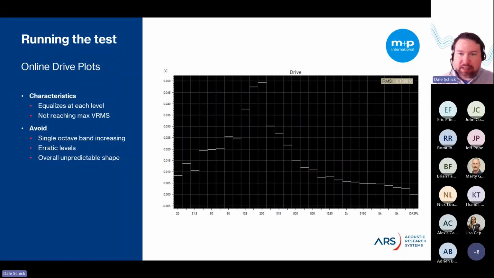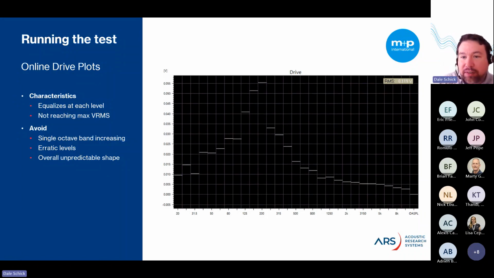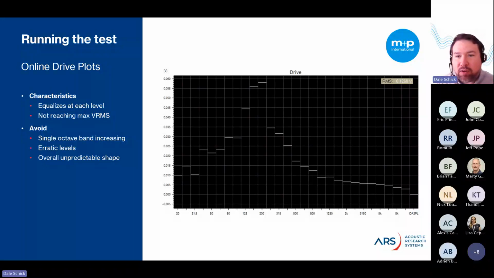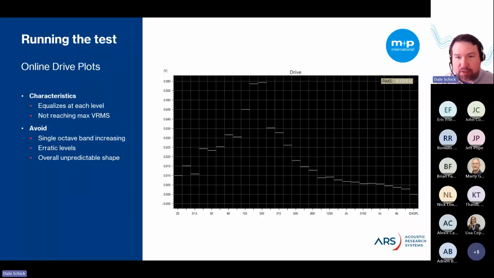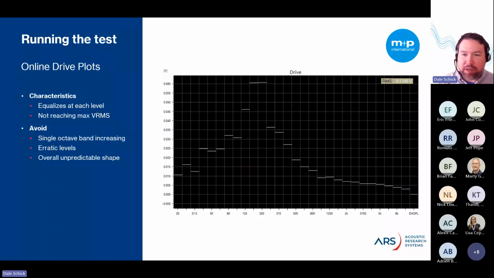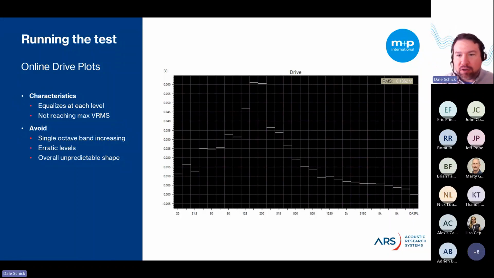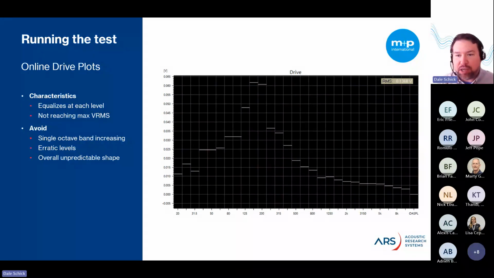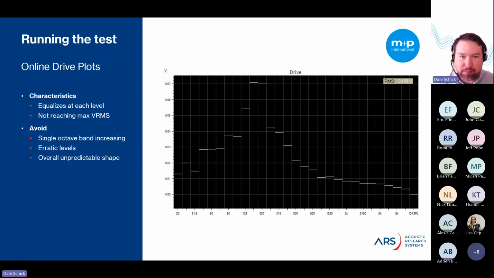Fortunately, indications of problems that should be avoided are easily spotted on the drive. If one or more of these octave bands is increasing in level continuously, even though the control level does not, that means that the octave band has achieved its efficiency limit. And you also want to look out for an overall unpredictable shape from one run to another, as it can indicate problems or inefficiencies with the system.